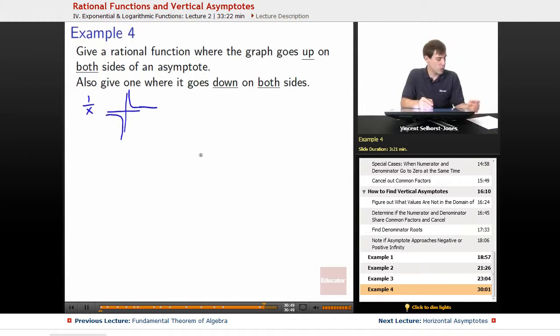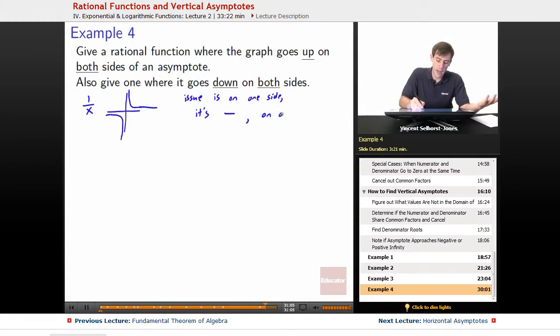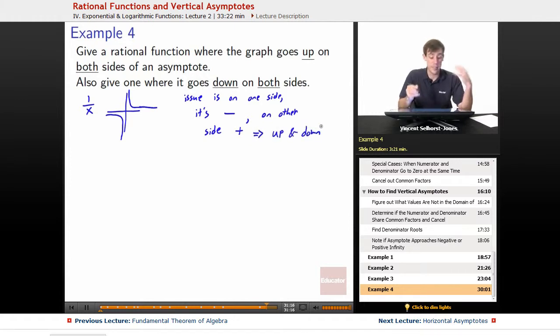So the issue here with 1 over x is that on one side, it's negative, right? On the left side, we were dividing by negative numbers, so we've got negative. On the other side, it's positive. So that's why we go up and down. So that's what causes the up and down effect. Well, down and up if we go negative to positive. But that's why we're seeing this split where we're going in two opposite ways.